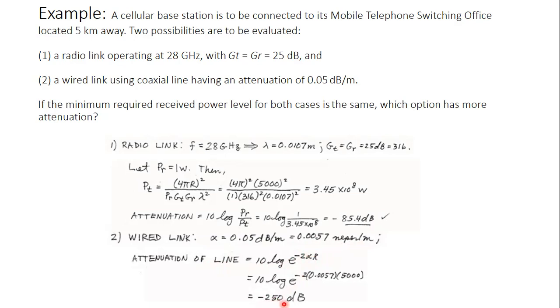So we can say that for this distance, 5 kilometers, the attenuation of the wired link is much higher than the attenuation of the wireless link. So it is not always the case that wired communication has lower attenuation, because after a certain distance, when we increase the value of r, the attenuation of the wired link will become larger than the attenuation of the radio link. I hope you have got the point.